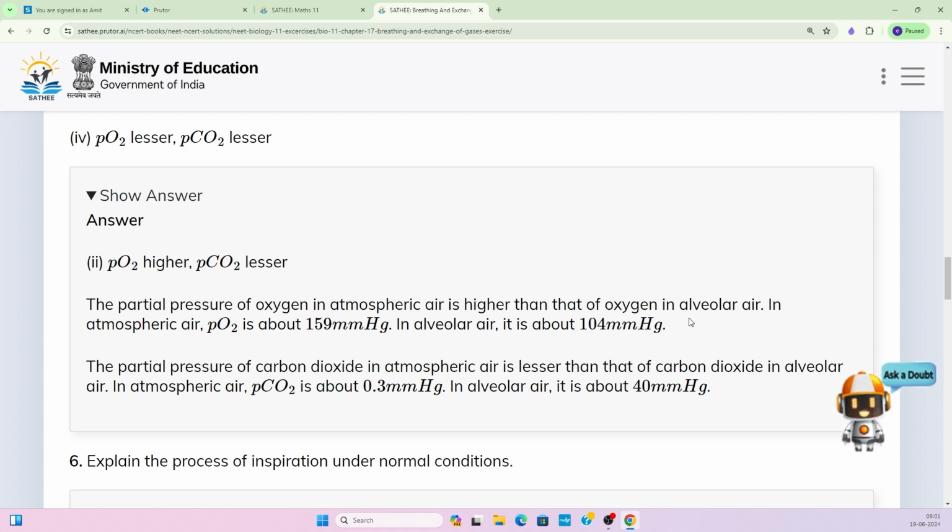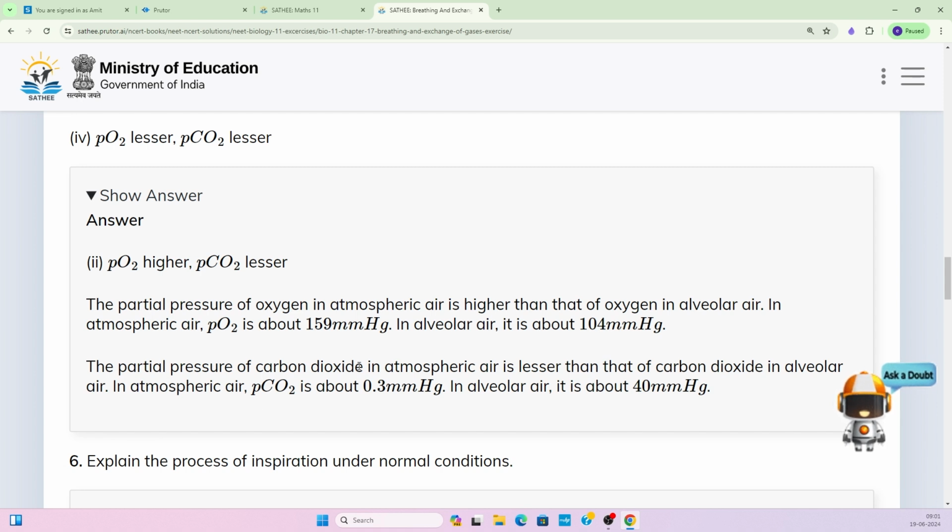The pressure of oxygen in the atmosphere is greater. In atmospheric air, the partial pressure of O2 is around 159 mmHg, and in the alveolar air it is around 104 mmHg. So here you can see the partial pressure of oxygen in the atmosphere is around 160 mmHg, and in the alveolar region it is around 104 mmHg, right?